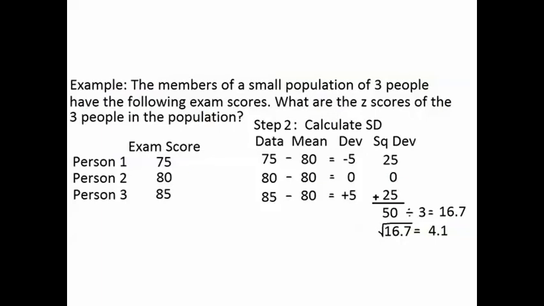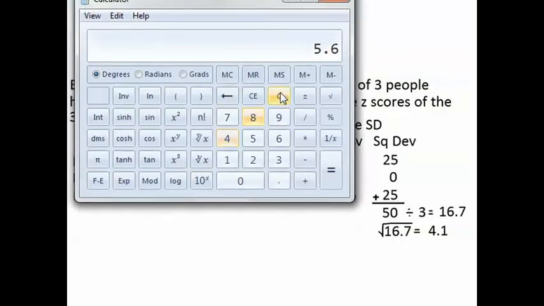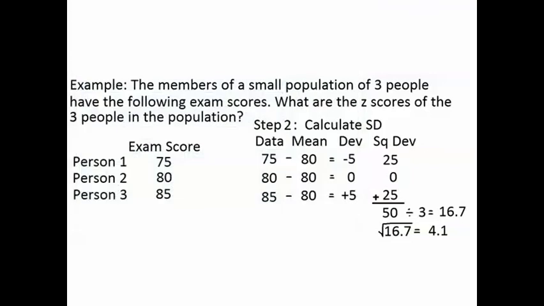If you calculate the square root of 16.7 by just hitting the square root key, it's 4.08, or it rounds to 4.1. So this population has a standard deviation of 4.1.